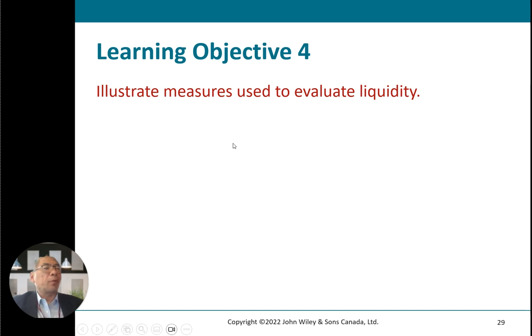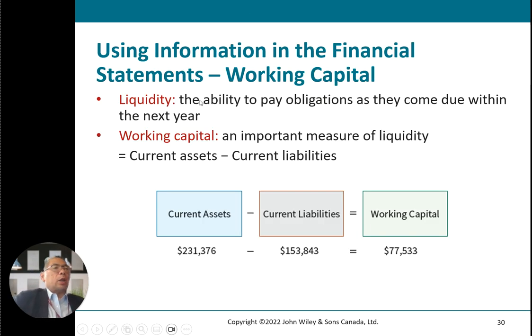Learning objective number 4 is to illustrate, measure, and evaluate liquidity. What is liquidity? Liquidity is the ability to pay obligations as they come due within the next year. Working capital is important to measure liquidity. What is it? Current assets minus current liabilities. Current assets minus current liabilities is called working capital. Here is an example.